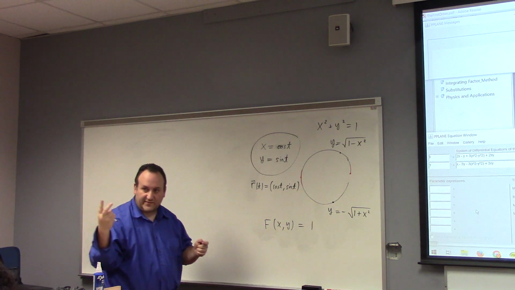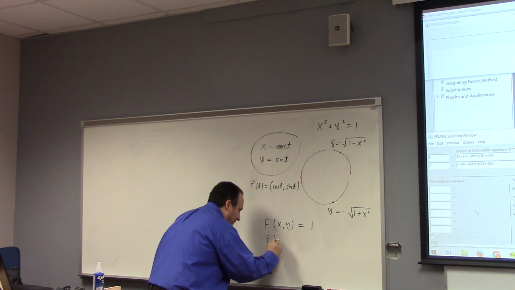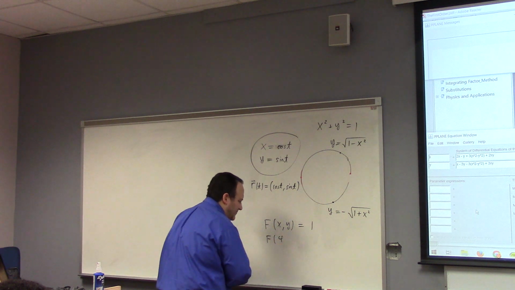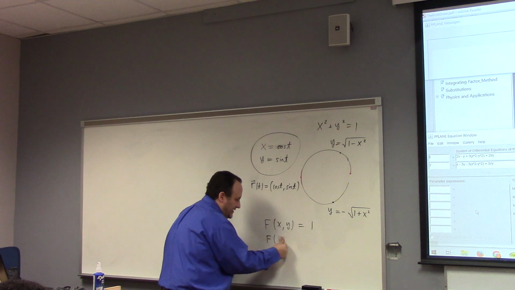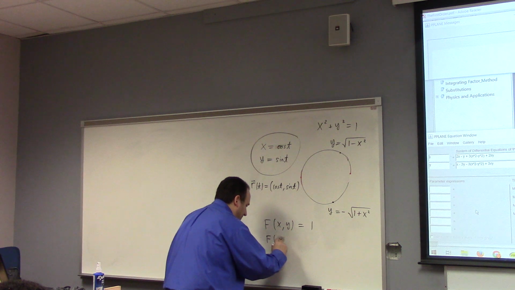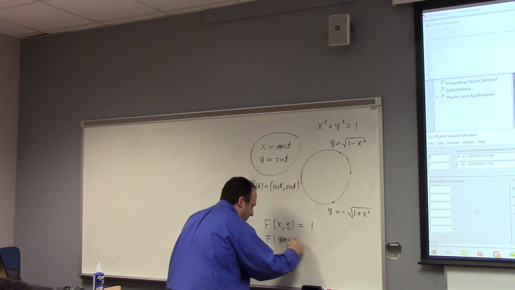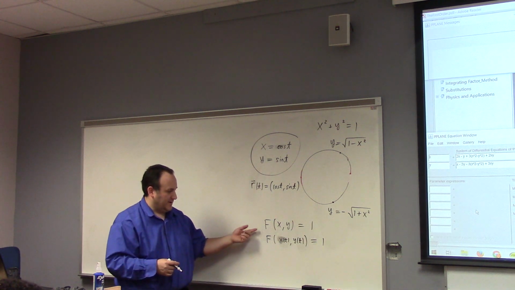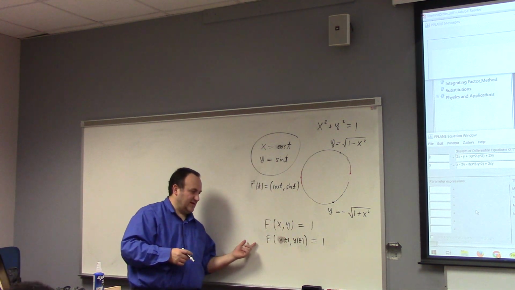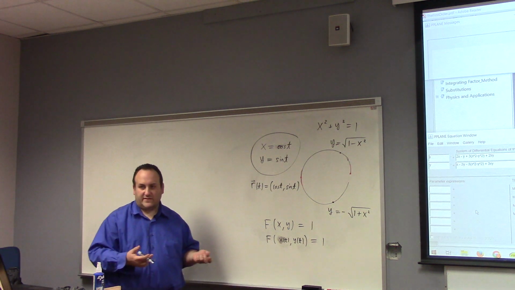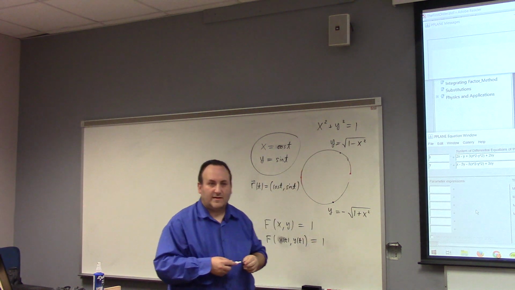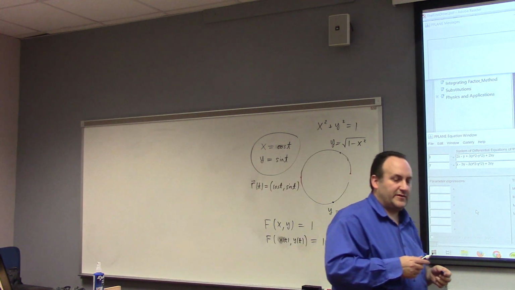It is two functions, one for x, one for y, such that f of x of t, y of t equals 1. I don't know if this makes sense to you or not, but x of t and y of t are functions that when you plug them in, you get 1. If you can write x as a function of t and y as a function of t such that it solves the same equation, then that's a parameterization of the curve. So cosine and sine are a parameterization of that curve. I have asked you no homework about this whatsoever until much later in the course.